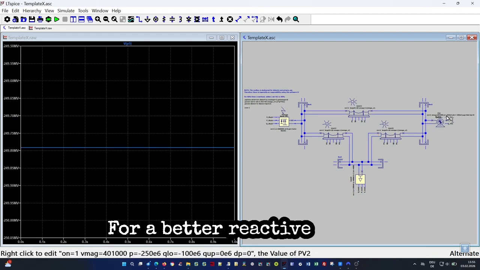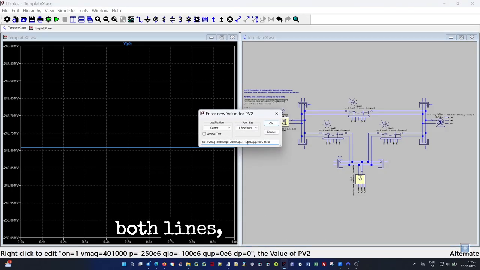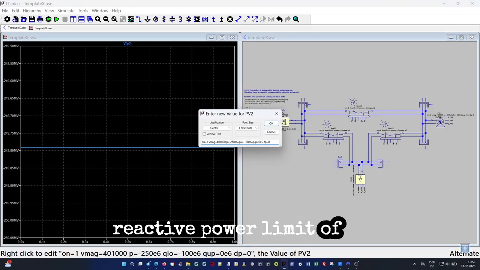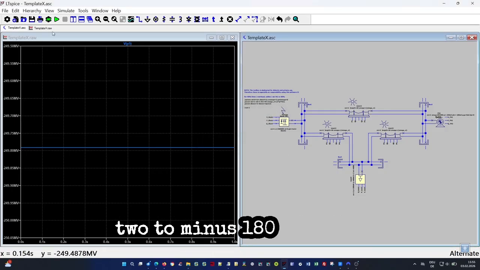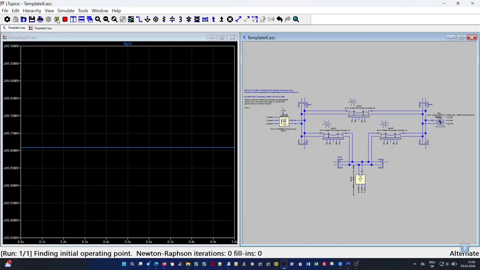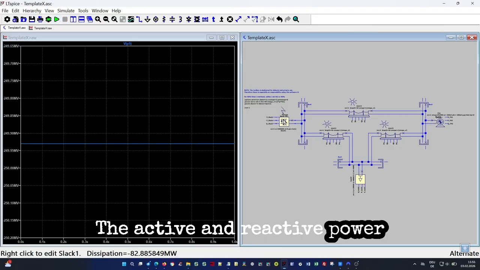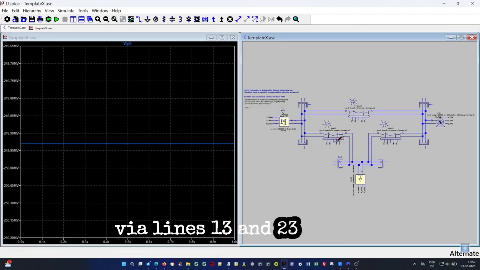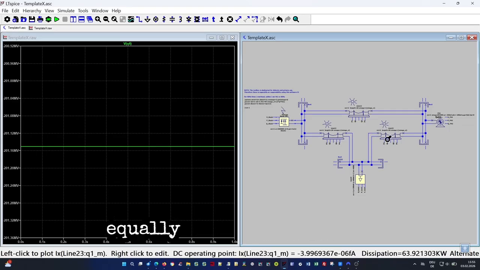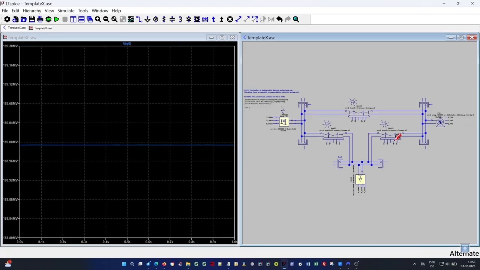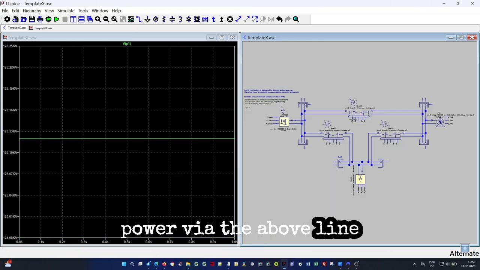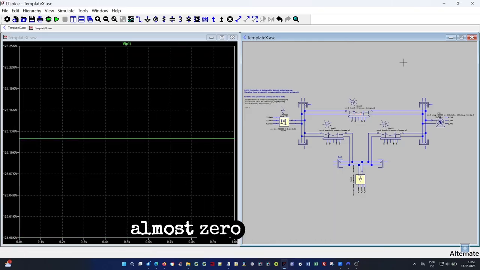For a better reactive power distribution between both lines, I increase the reactive power limit of PV2 to minus 180 megavar. The active and reactive power via lines 13 and 23 is now distributed approximately equally between both lines. I now look at the active power via the above line 12 and see that it is almost 0 megawatts.